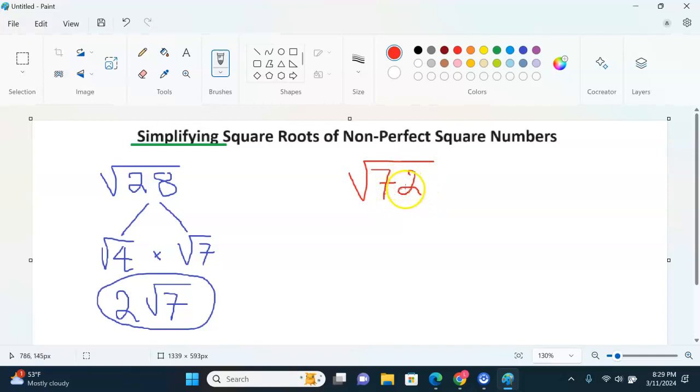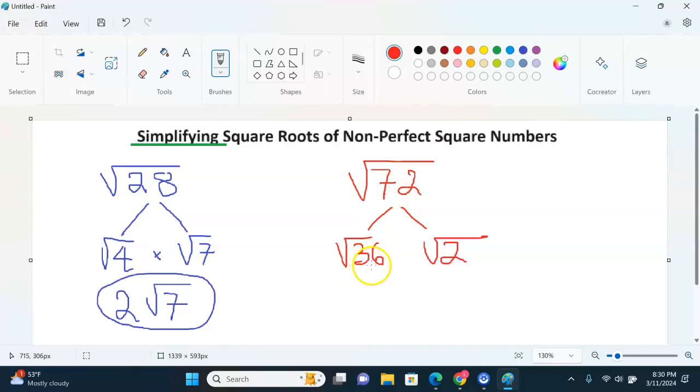Now 72 is a big number, but as a matter of fact, it has more than one pair that is a perfect square. So let's see if we can do it multiple ways and end up with the same answer. The square root of 72 is the same thing as the square root of 36 times the square root of 2. How do I know it's 36 times 2? Because 36 times 2 is 72, right? You double 36 and it gives me 72.